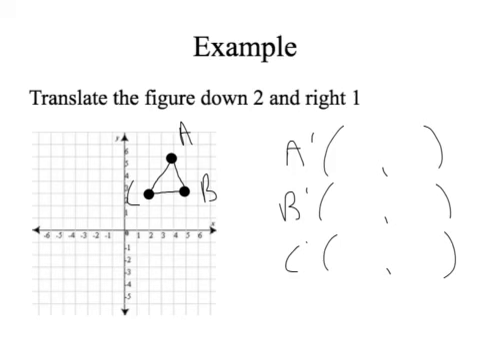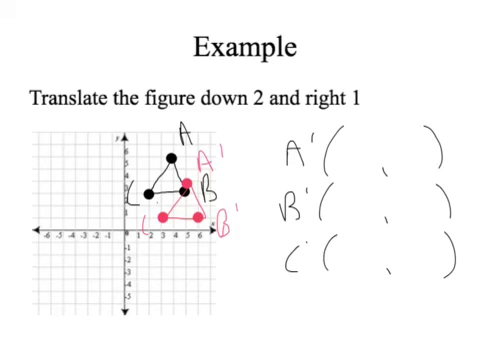So my image is drawn. I need to take A, move it down 2, and then to the right 1 spot. So it's going to end up right here. Then I'm going to take my C, move it down 2, and right 1. So it'll be right here. And then I'm going to take my B, move it down 2, and right 1. And go ahead and fill in the triangle, fill in the lines. This would be my A prime, my C prime, and my B prime.